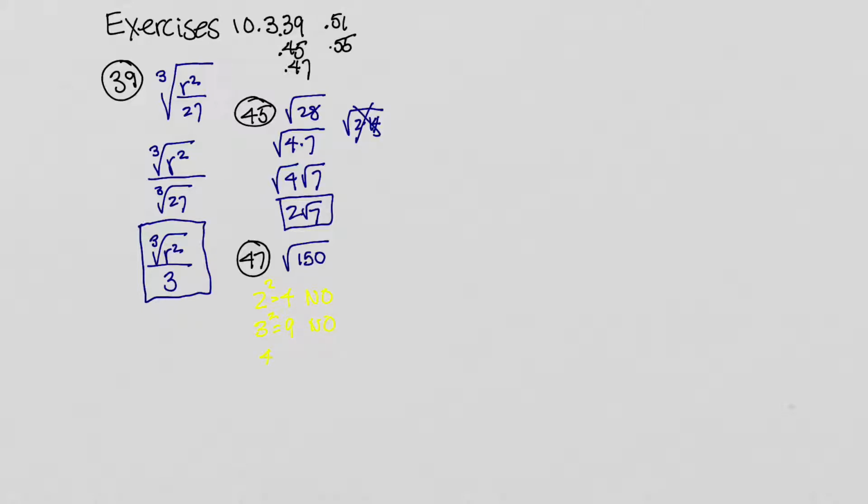What about 4 squared? That's 16. And if you're not sure, try it on your calculator. 150 divided by 16? No, that doesn't work. What about 5 squared? That's 25. Well, that one does work. Try it on your calculator if you need to. 150 divided by 25 is 6. So 25 times 6 is 150. So what I'm going to do now is I'm going to break that 150 into 25 times 6.